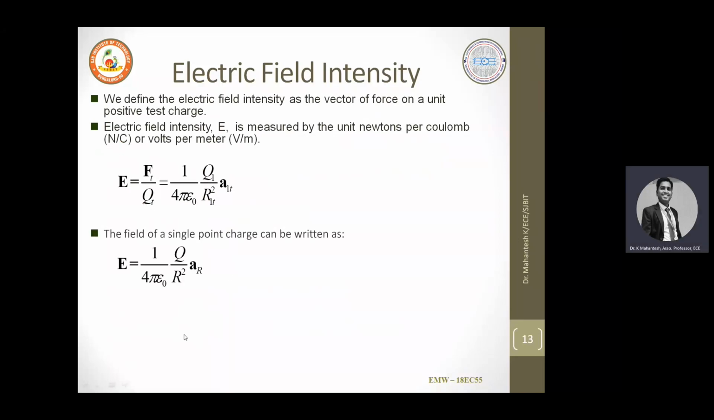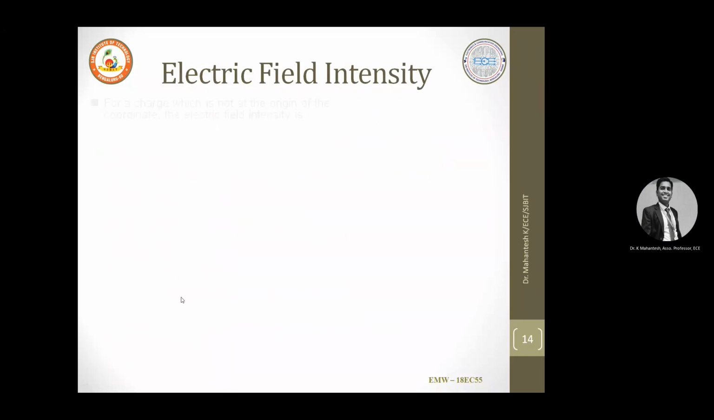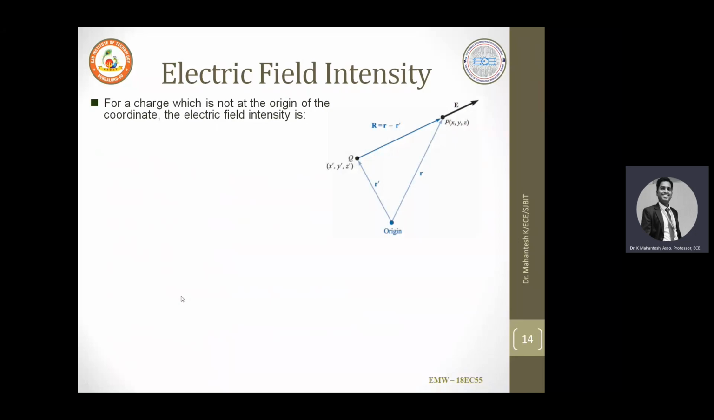So this is a simple representation of an electric field of a single point charge. If you assume a point charge, the electric field equation can be written as E = 1/(4πε₀) Q/R² in the direction aR. So aR is a unit vector which represents the direction from the point where the charge is located to the point at which E is desired to be measured. This is a vector representation of an electric field intensity for a given charge Q.